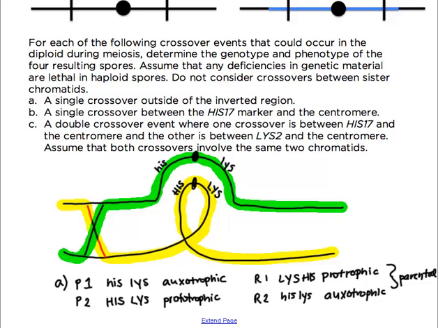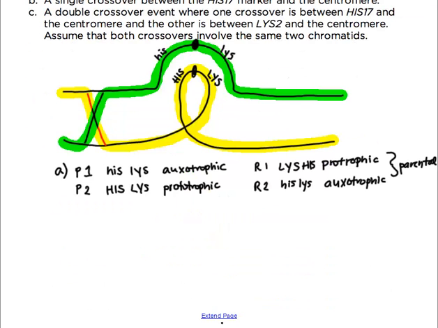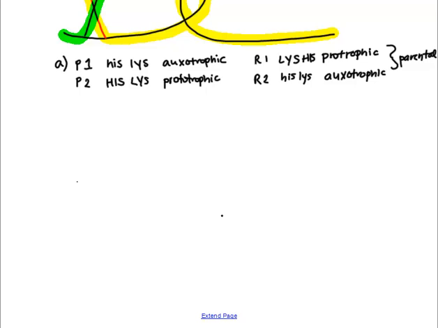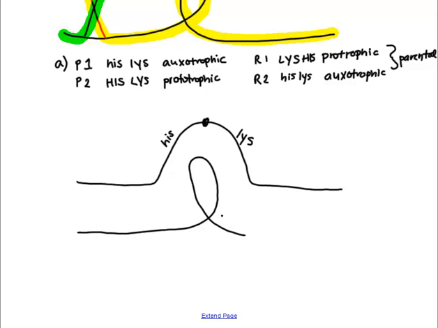So let me draw this again so we can do part B. You have the 2 recessive markers. And then you have the 2 dominant markers. Now for this, I'm going to do something a little bit extra for this one. What we want to do is put selective markers at the end.